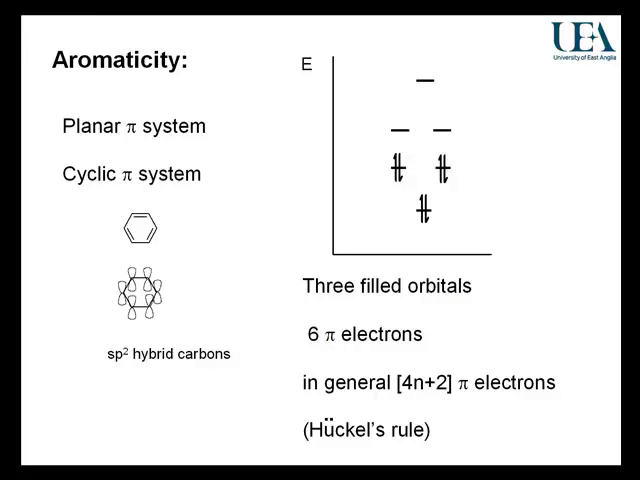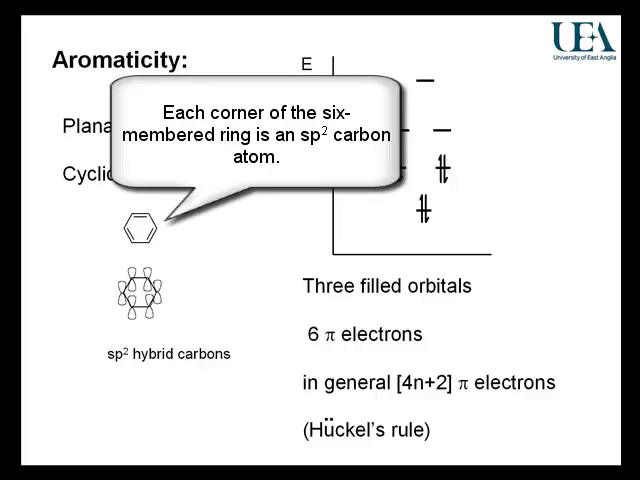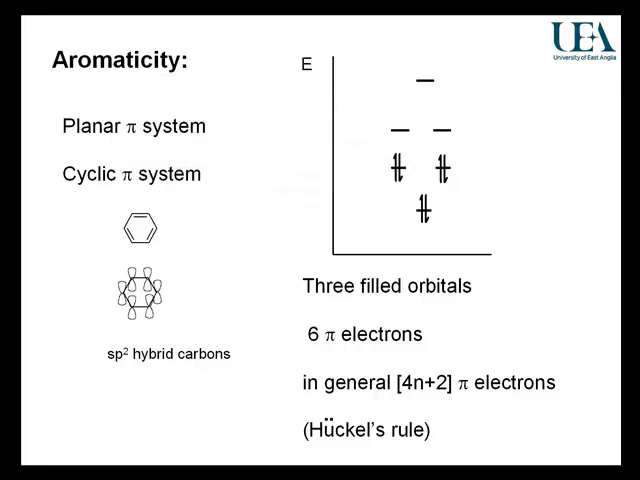Now let's move to this cyclic set of orbitals. There is our set of 6 p orbitals. Each of those carbon atoms you now know is sp2 hybrid because it's contributing one of its p orbitals per atom to the cyclic pi system, so it has to be sp2 hybrid. The 6 p orbitals contribute to a set of 6 molecular orbitals.